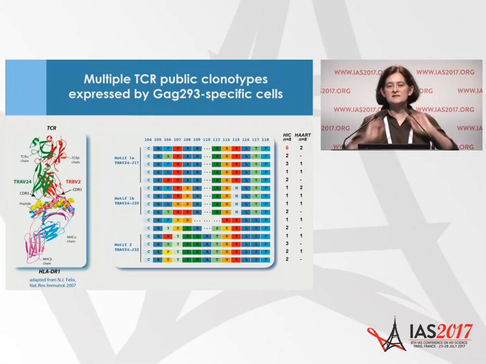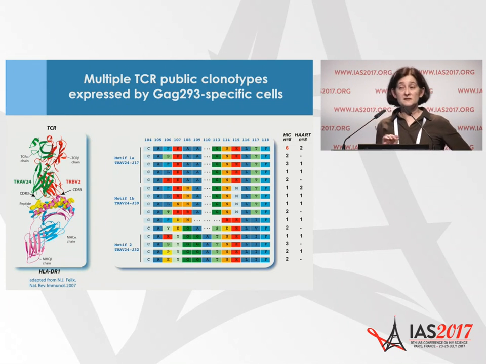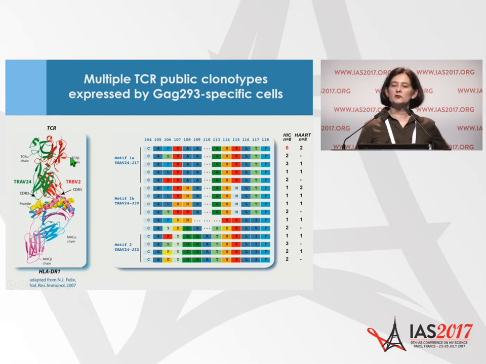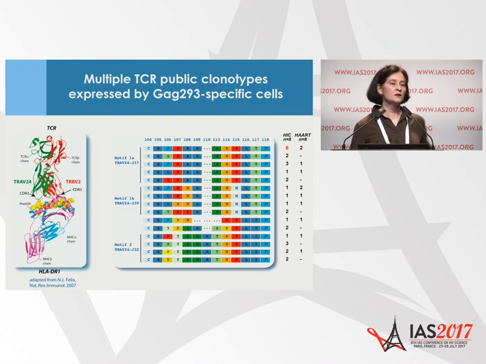So because the TCRs appear different in HIV-specific CD4 T-cells of controllers, we set out to characterize them at the molecular level. So we sorted the GAG293 tetramer-positive cells, and we analyzed their TCR repertoire. We found that particular TCR variable genes, TRAV24 and TRBV2, were preferentially expressed in the GAG293 specific cells, and more so in the controller group.